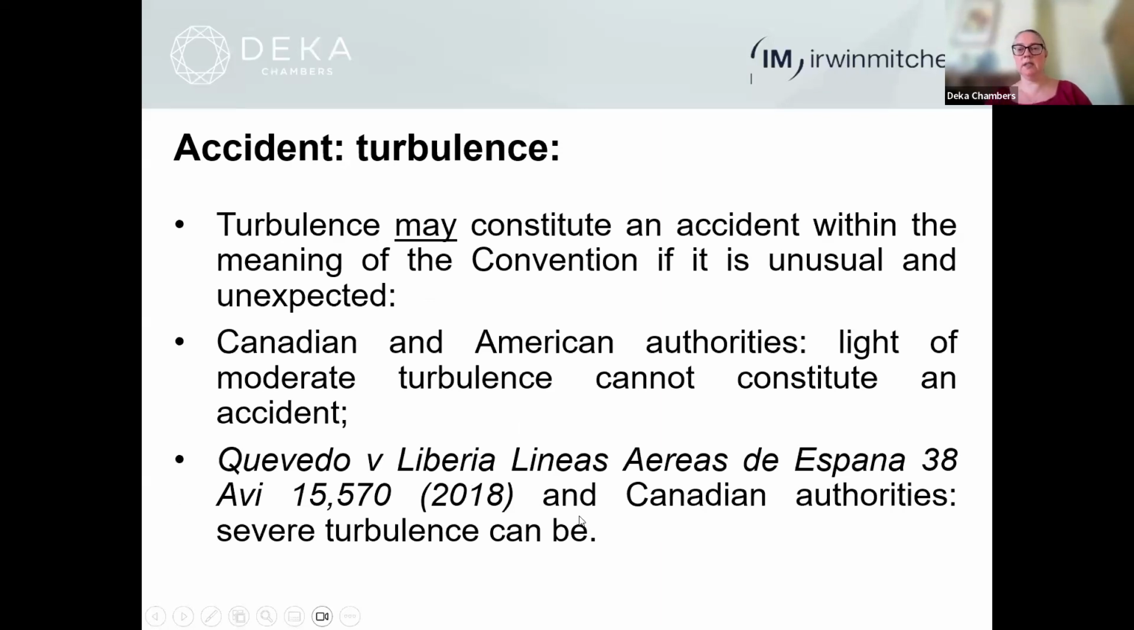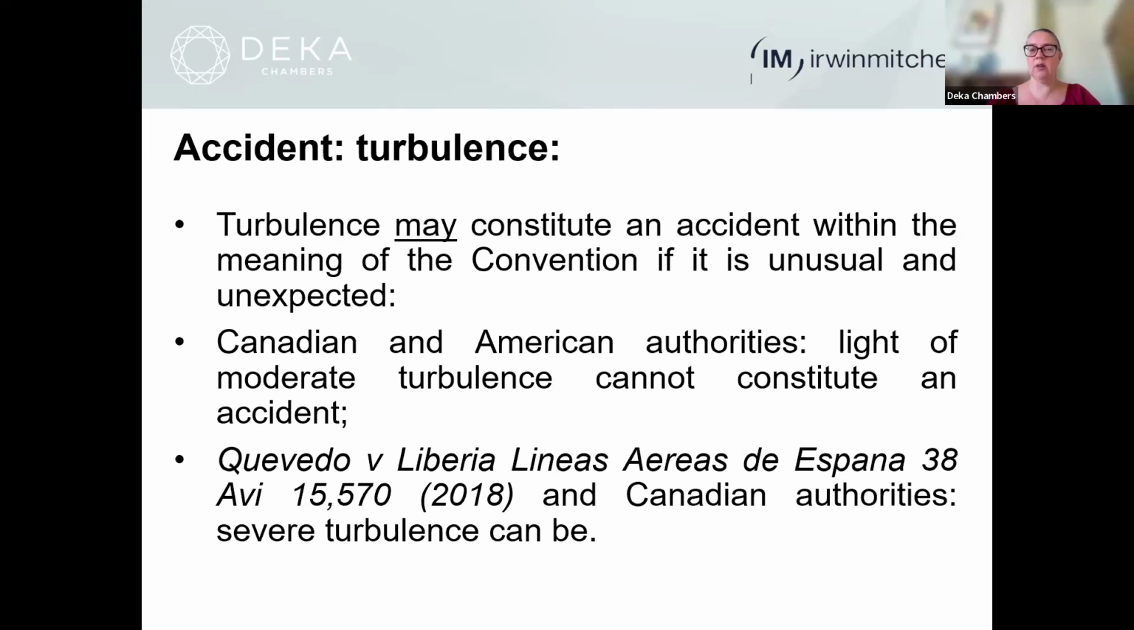Now, in relation to turbulence, entirely different question. Again, there are cases that go both ways in relation to turbulence. It's a real hot topic at the moment because, well, you find that once these things are publicized in the news, you get sort of half a dozen of them in a rash. And turbulence can constitute an accident within the meaning of the convention if it is unusual and unexpected, because the meaning of accident under the convention, as you all know, is an event which is unusual and unexpected.